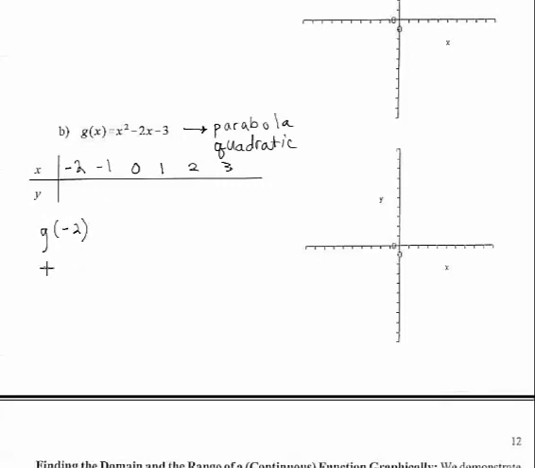I want to calculate g of -2, g of -1, g of 0, and so forth. So I've got my work cut out for me. X is squared, so I simply square my input, which is -2. Then that is followed by -2 times x. I replace the x with another -2. And now I complete that with -3.